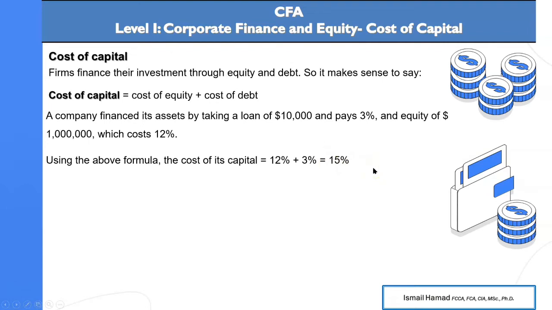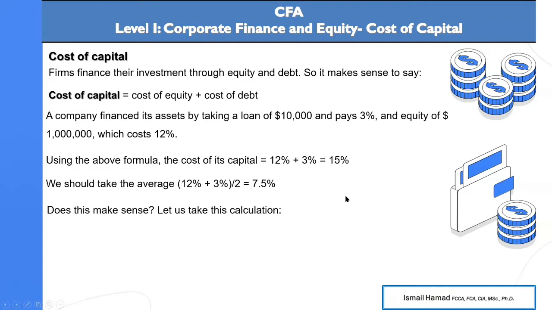Something isn't right. Shouldn't we take the average of both? Especially since the topic today is average cost of capital. So what would be the average of 12 and 3? It will be 12 plus 3 divided by 2. Simple arithmetic calculation. This is the average of both, which is 7.5%. So now, what's the right answer? Is it 7.5%, which is the average of both equity cost and debt cost, or is it just adding them together and getting 15%? The calculation so far doesn't make sense, but let us do some small calculation.